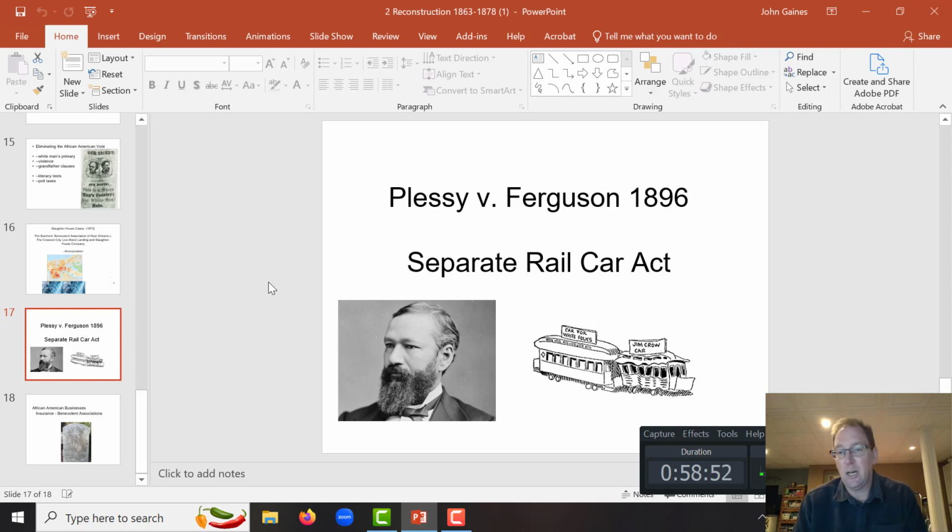There is an exception if a white family has an African American nurse that is taking care of the children. That nurse is allowed to ride in the white rail car. That's the only exception to this. All other African Americans have to ride in the African American rail car, not allowed in the white car.